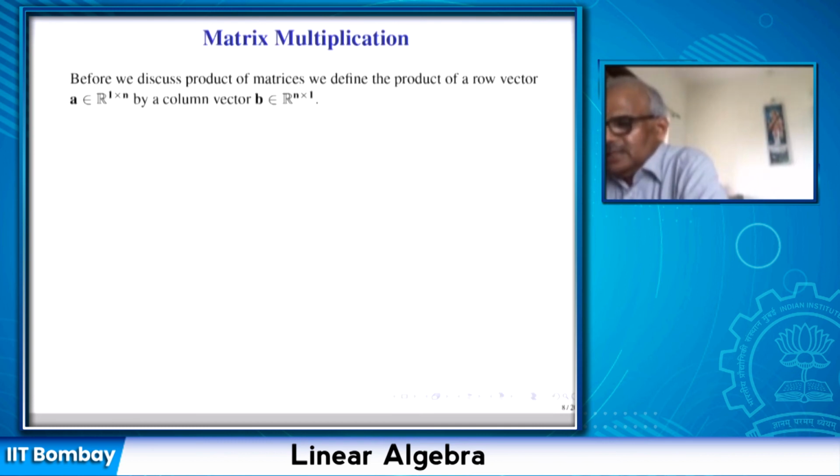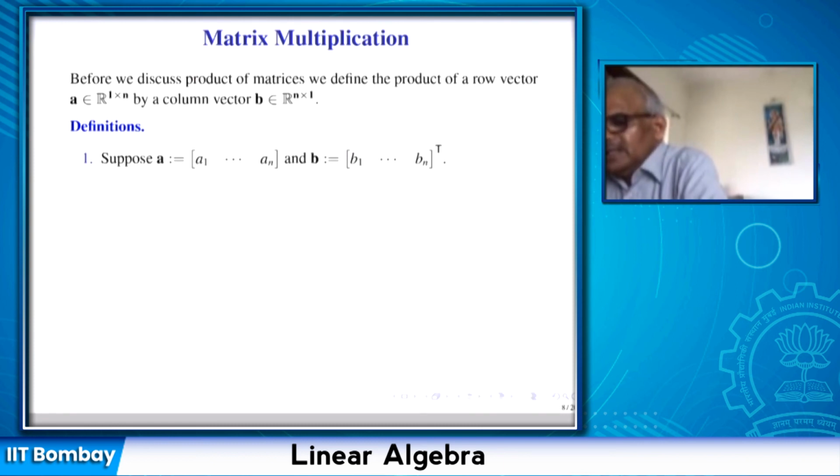Right now it is not clear how we are coming up with this strange definition of matrix multiplication. But later on, when we study linear transformations, you will see that this definition is kind of forced on us. Okay. So before we discuss the product of general matrices, we define the product of a row vector having n components and a column vector which has n components. So take a row vector and a column vector with the same number of components. We will first multiply them.